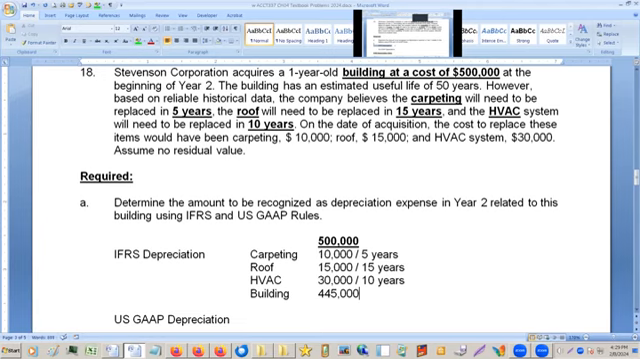I'm doubting myself now. Minus 10. $445,000. Okay, so this is, and we'll divide that by 50 years.